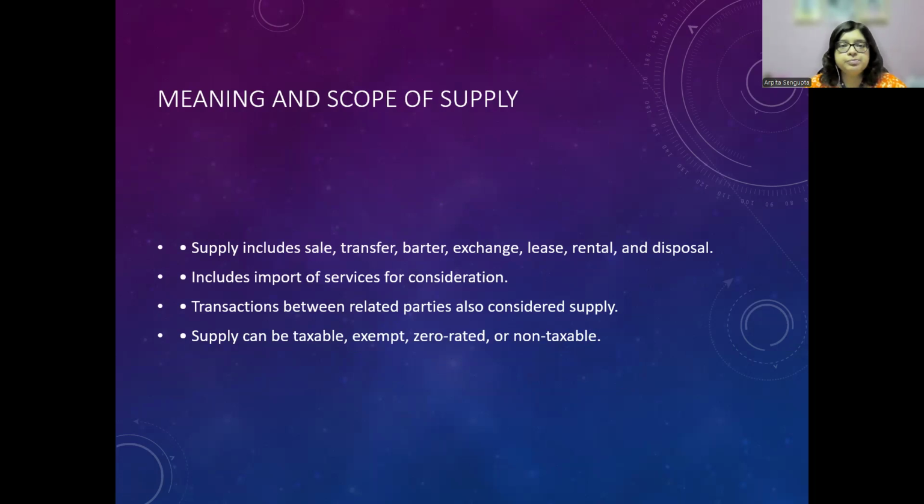Next is meaning and scope of supply. Supply includes sale, transfer, barter, exchange, lease, rental, and disposal. It includes import of services for consideration. Transactions between related parties are also considered supply. That means if a company makes a sale or transfer of goods from its concern to its sister concern, that will also be considered as a supply and GST will be applicable. Supply can be taxable, exempt, zero rated, or non-taxable.